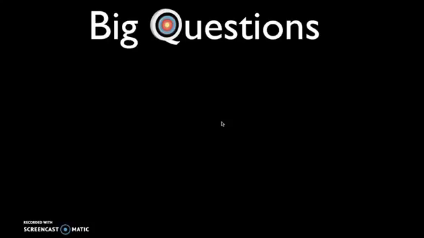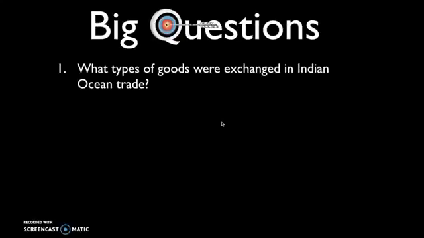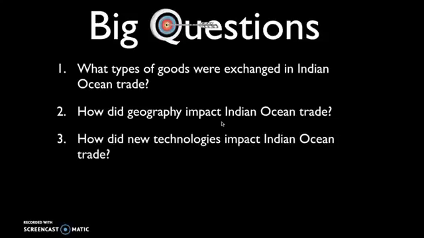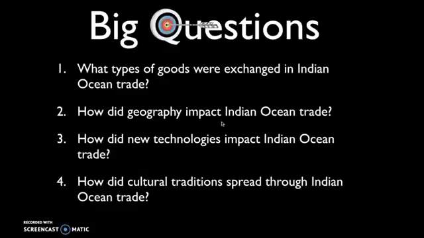So as a result of watching this video, you should be able to answer these 4 big questions. First, what types of goods were exchanged in Indian Ocean trade? Second, how did geography impact Indian Ocean trade? Be aware of those monsoon winds. Third, how did new technologies impact Indian Ocean trade? Fourth, how did cultural traditions spread through Indian Ocean trade?